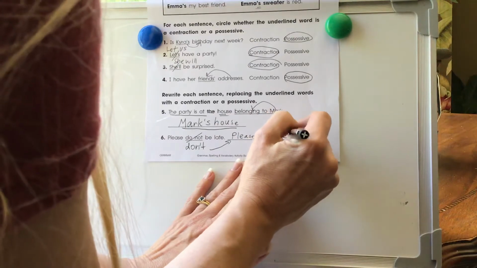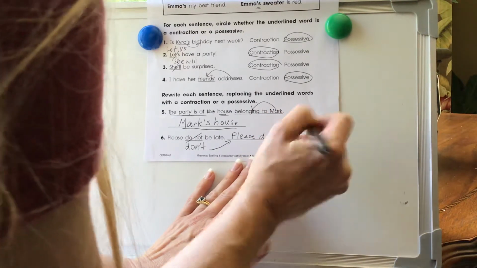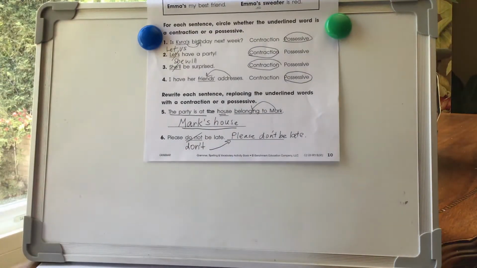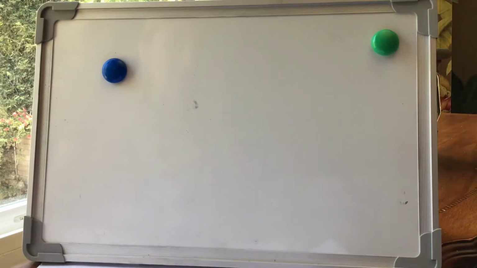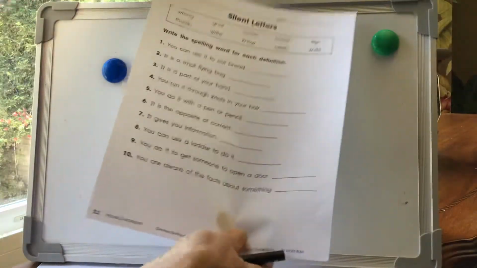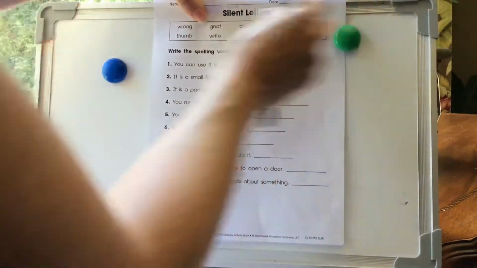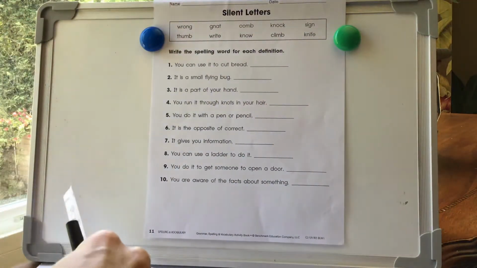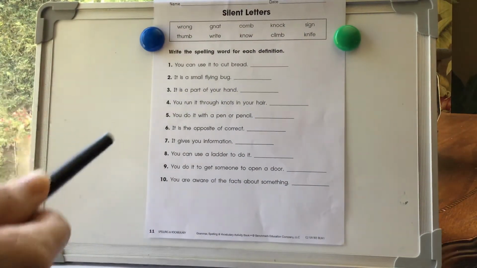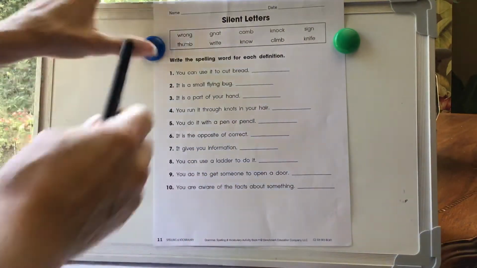Don't be late. Period. I'm sorry the worksheet doesn't have enough room to write the whole sentence, so just do your best. Okay, here is our silent letters worksheet. So we're going to take a look at these. Again, let's review our silent letters together.